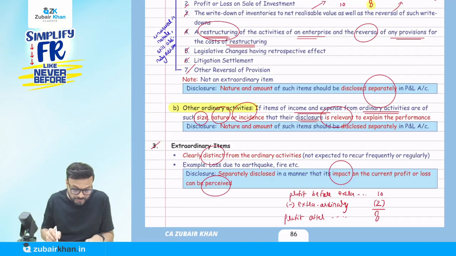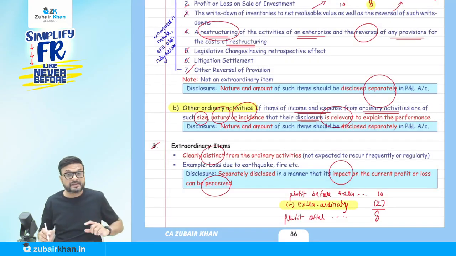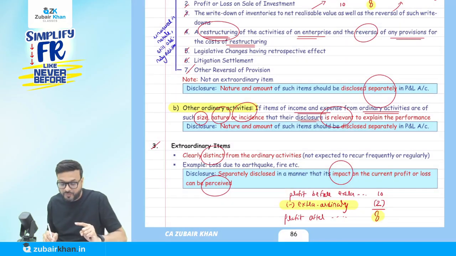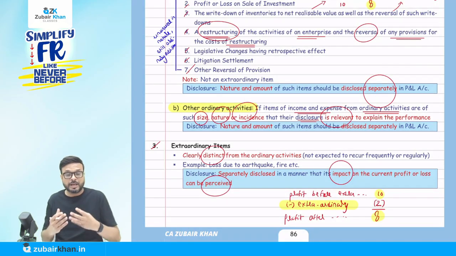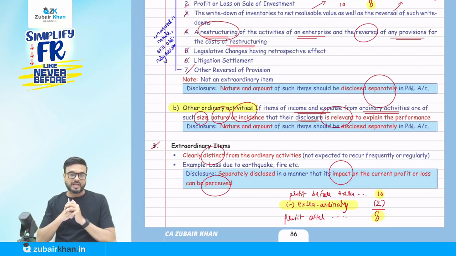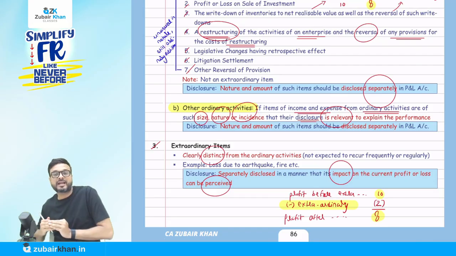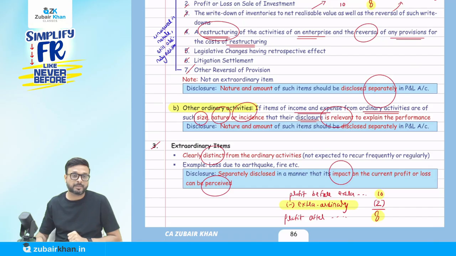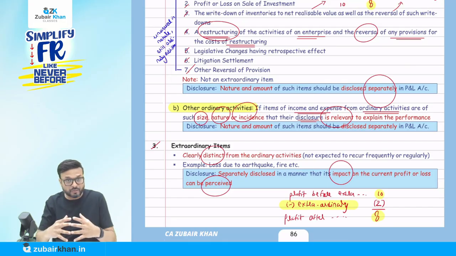We have disclosed them separately in a manner that its impact on the current year profit or loss can be perceived, can be seen. I can see that before the extraordinary item we have a profit of 10 lakhs, and after the extraordinary item we have 8 lakhs. This is how you have to present the answer in the examination. You cannot just say "separately disclose." No. Separately disclose in a manner that the impact on the current year profit or loss can be perceived. So you have to write it down like this.